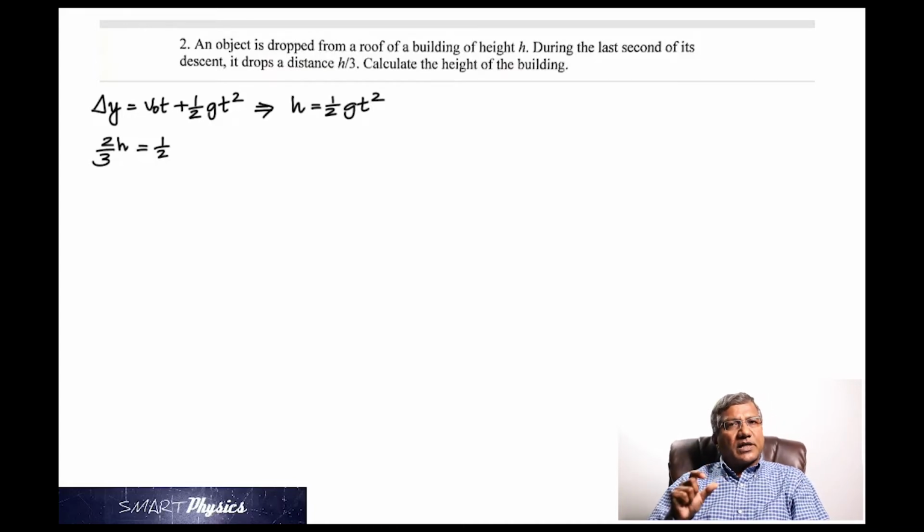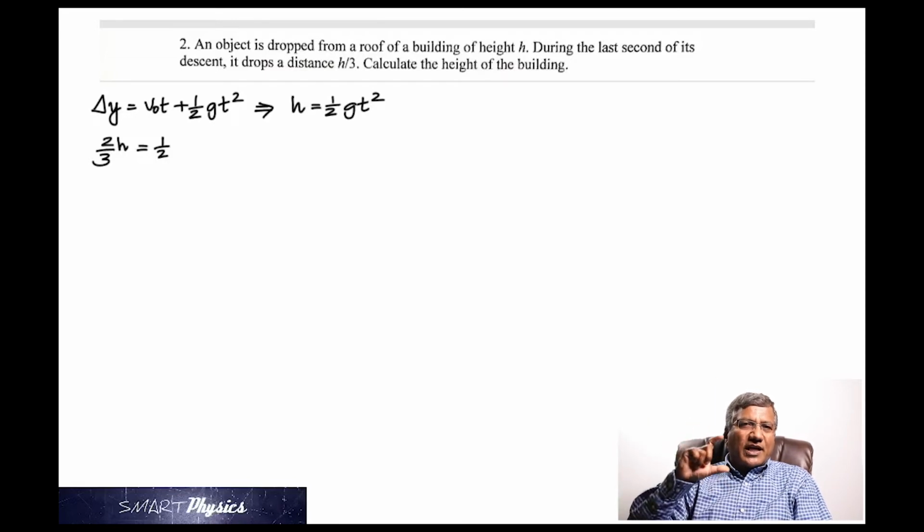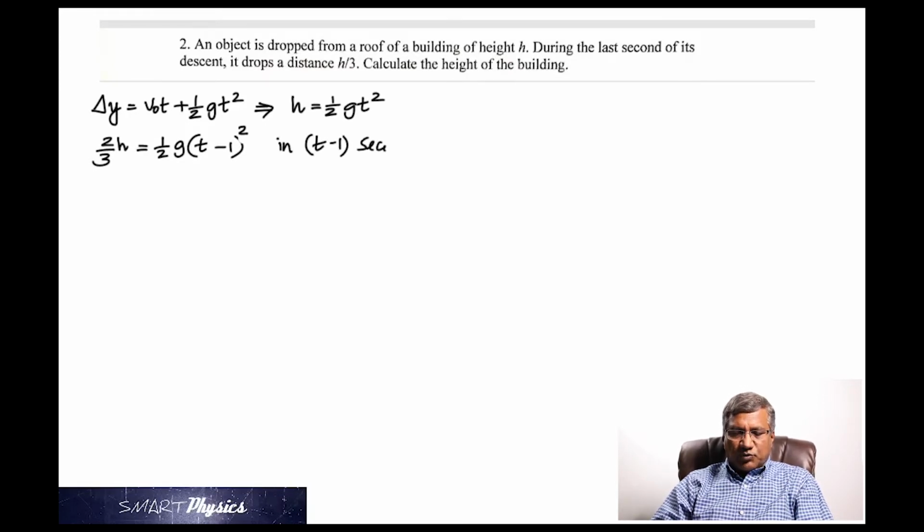Now, we also know that in the last second, it traveled a distance h by 3. That means in t minus 1 seconds, it did travel h minus h by 3. Did that make sense? Because the total height is h. In the last second, it travels h by 3, which means in t minus 1 seconds, it traveled the remaining height. H minus h by 3 is 2h by 3. So once again, when we use this equation with v naught equal to 0, you're going to get 2h by 3 is equal to half g (t minus 1) whole squared. That's the distance traveled in t minus 1 seconds.